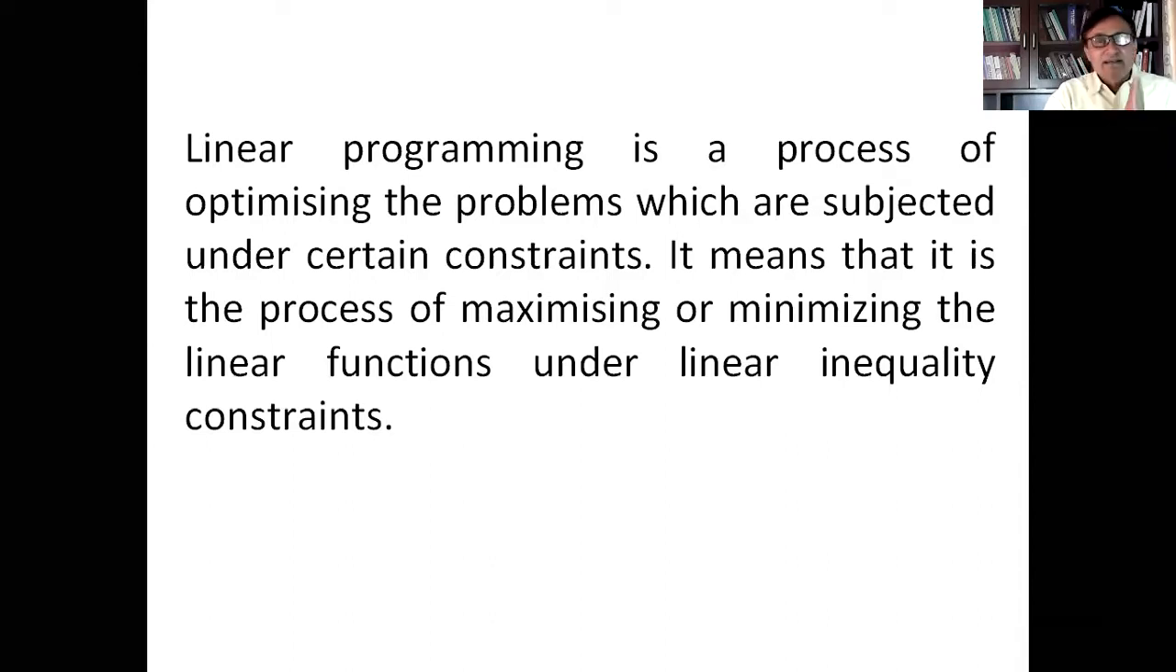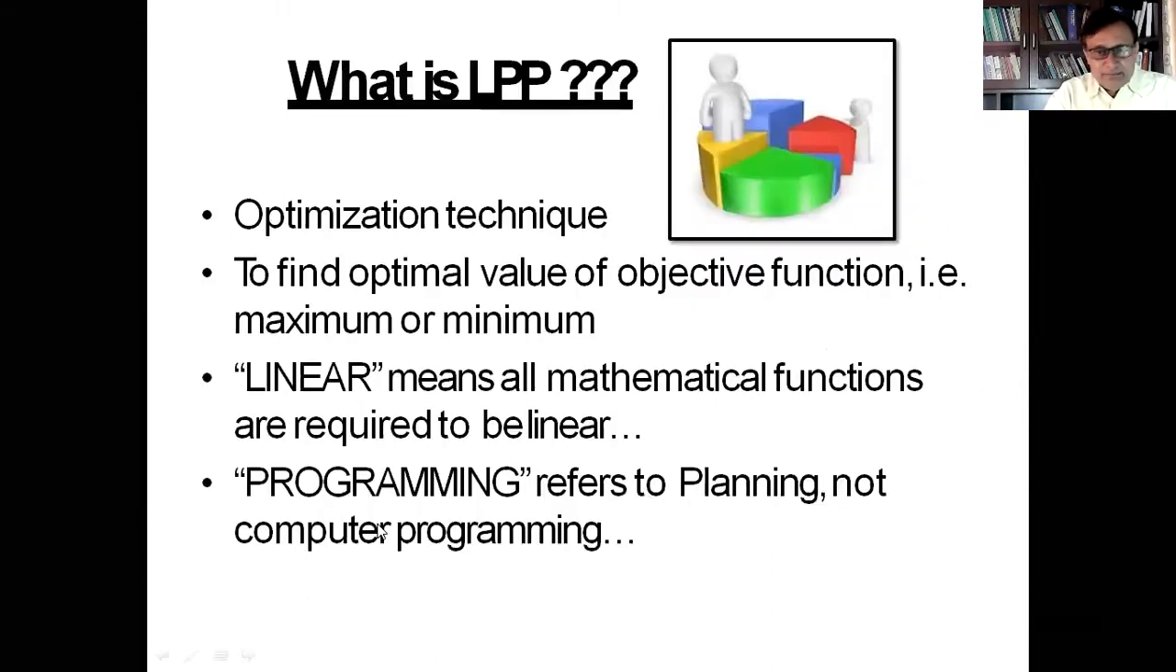So linear programming basically is a process. When I say it is a process, it means it's an iterative process, a step-by-step procedure which we follow for getting the optimal solution of the problem which we have encountered while preparing our solution for linear programming. So what is LPP? First, it is an optimization technique. It's an iterative process. We follow a step-by-step procedure. Here, the basic objective is to find the optimal value of the objective function.